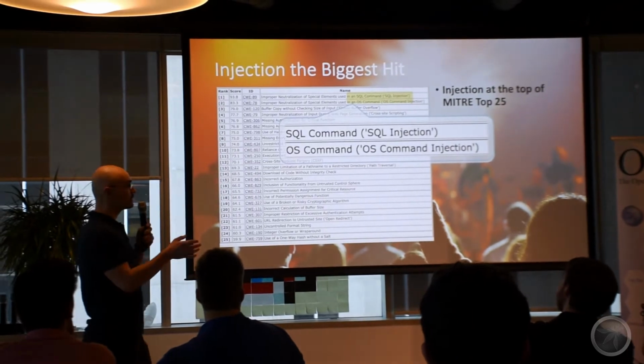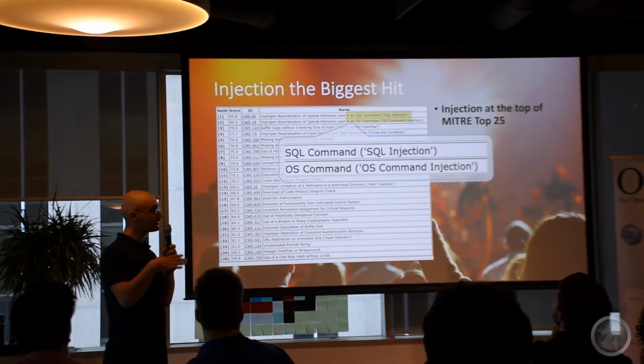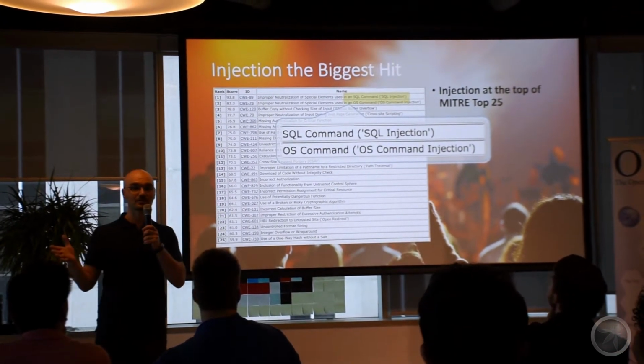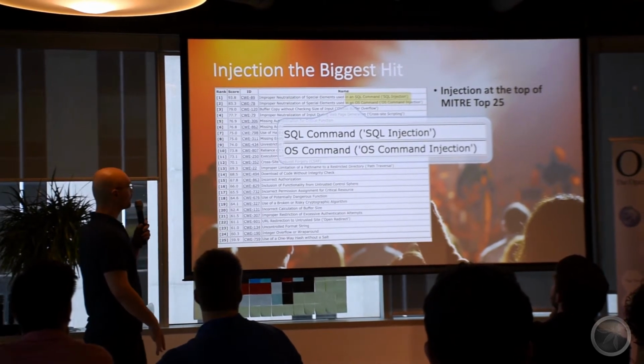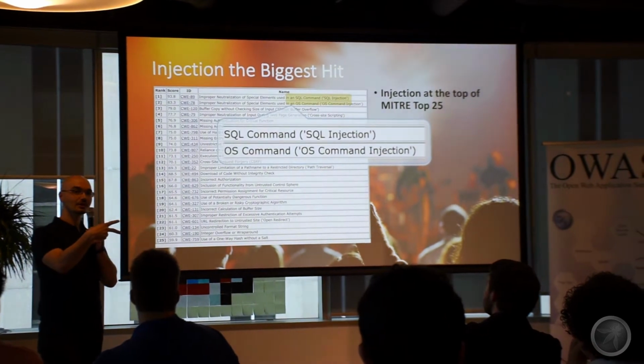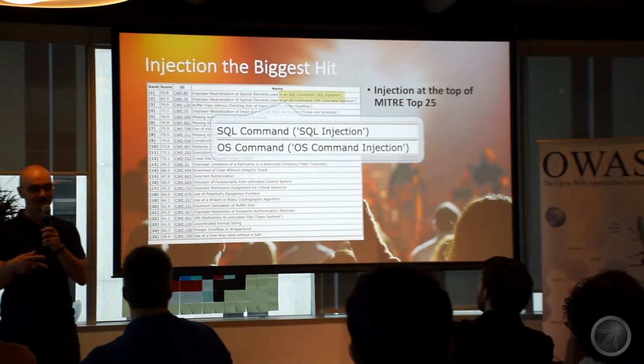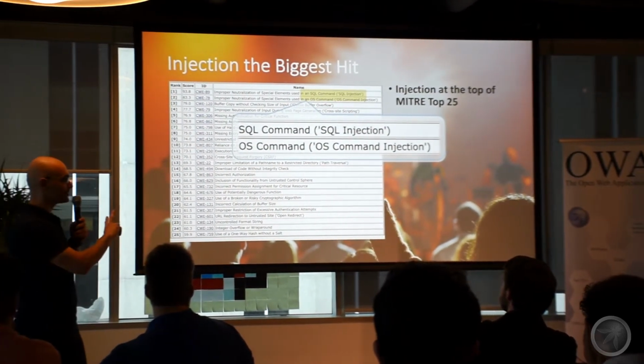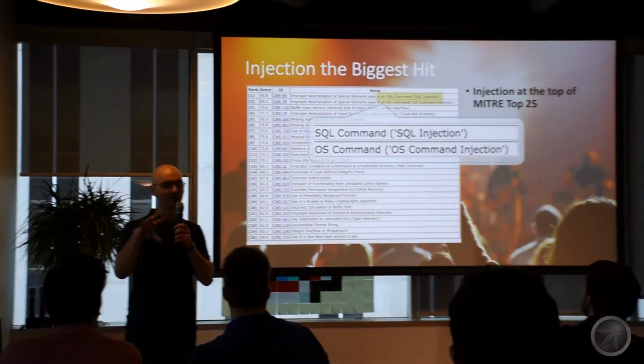This is another list, the MITRE Top 25, also known as the CWE Top 25. At the top of this list, you have two types of injection: SQL injection and OS command injection. These are the two types of injection that we're going to be talking about primarily today.